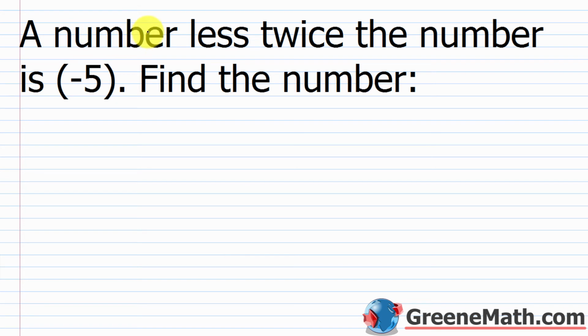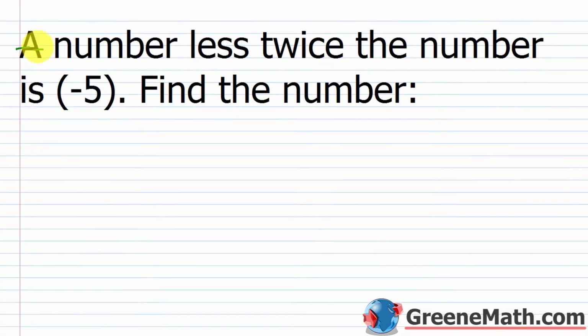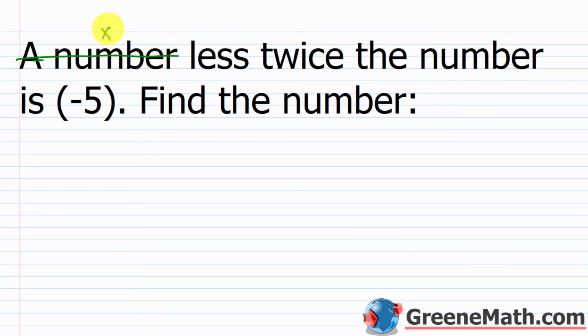We have a number less twice the number is negative 5. Find the number. Again, everywhere I see something like that, I'm going to replace it. So let's put x, or y, or z, or whatever you want to use. So x less twice the number is negative 5. So let's put equals here. Now I have x less. So I know that means I have x, and then I'm subtracting away because I see less, twice x, so that's 2 times x, and then equals is negative 5.